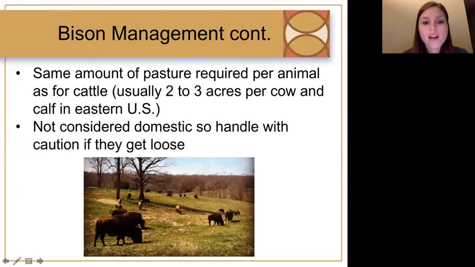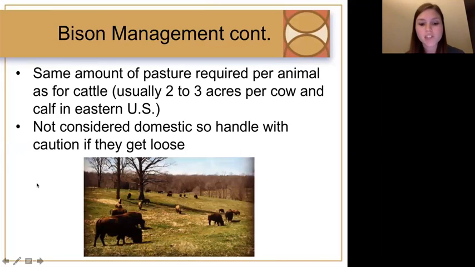So they require the same amount of pasture per animal as cattle, usually 2 to 3 acres per cow and calf in the eastern U.S. And they're not considered domestic. Like I said, they're still very wild, so handle with caution if they get loose. If they bust through a fence or anything like that, you need to be really careful about how you're going to get that animal back, because they are a lot harder to deal with than cattle.